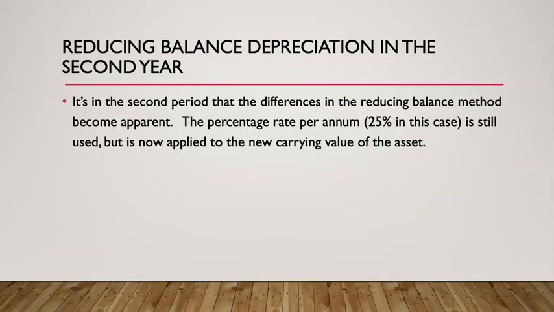The difference here is in the second year. In the second period, this is where the differences in reducing balance become apparent. In the straight line method, the expense of depreciation is the same each period. It is not the case in reducing balance. The percentage rate per annum, 25%, is still used, but we now apply it to the new carrying value.